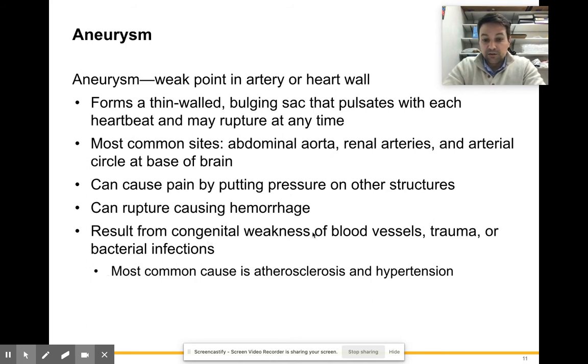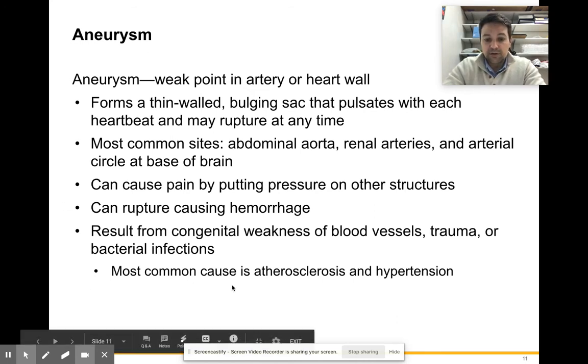Why does it happen? It could be a congenital weakness of blood vessels, so it's over time, or you could be born with genetic issues. It could be some type of trauma that caused it, some type of accident or incident that you had, or a bacterial infection could cause an aneurysm.